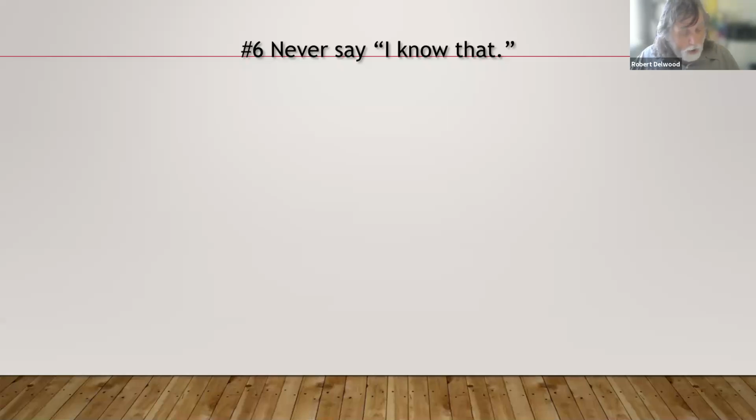Now, this next one, number 6, is probably the least professional thing I'm going to say here. And by professional, I mean how it applies to your job. I've seen it done so many times. Never say, I know that. I've seen too many writers and API writers that when something is being explained to them, they say, oh, I already know that. Don't do it.